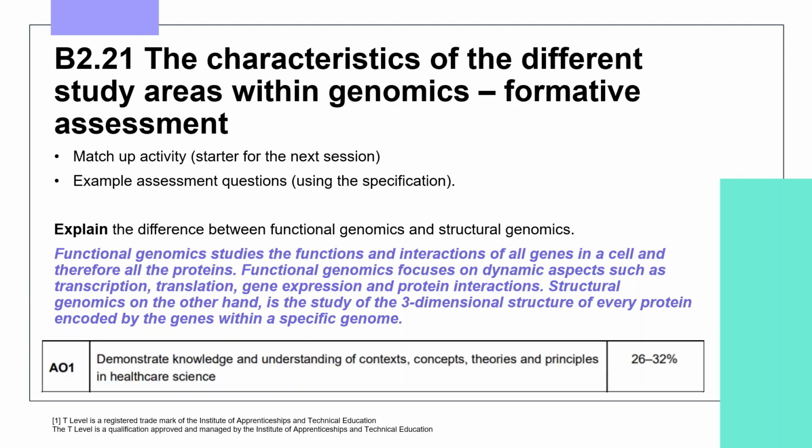Now, because that's just a comparison between the two definitions given in the specification, this would be assessing an AO1 skill, which is students demonstrating their knowledge and understanding of context, concepts, theories, and principles in healthcare science. And that AO1 skill, as shown on the screen there, counts for 26 to 32% of the core component exam papers.